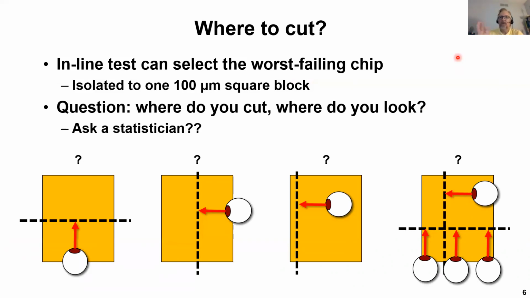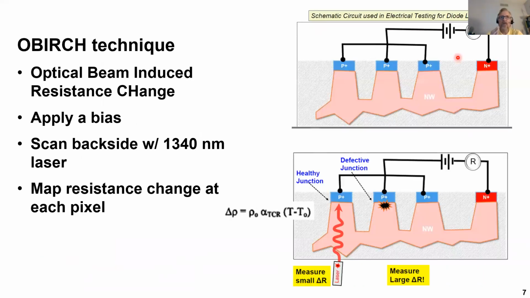The problem with this approach is it can get very expensive as far as resources, especially with a technique like SCM that can be very time and resource intensive. Fortunately, we have a localization technique available to us called OBIRCH, optical beam induced resistance change.